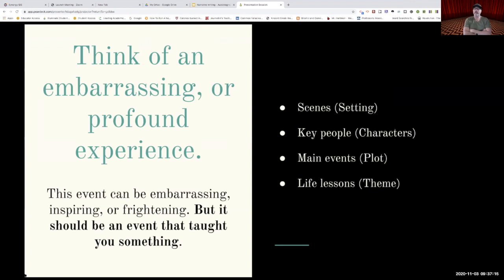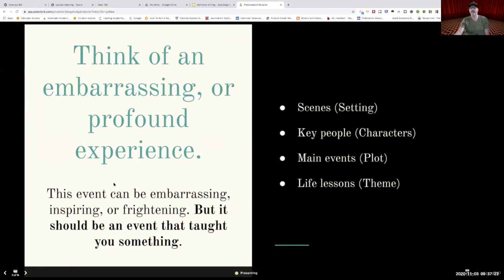So you can see that even though the vocabulary is slightly different, everything is the same. So as far as us discussing scenes, we're talking about the setting. Key people, of course, are the characters in our story. The events is the plot, or that's the sequence of events. And then the theme is the lessons that we learn.